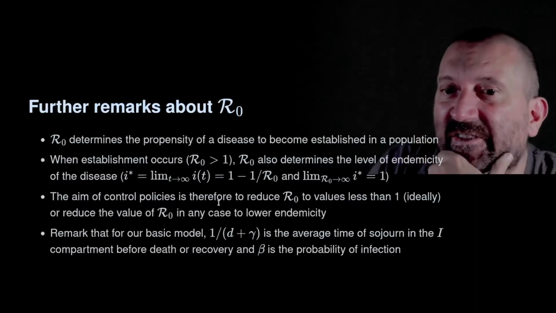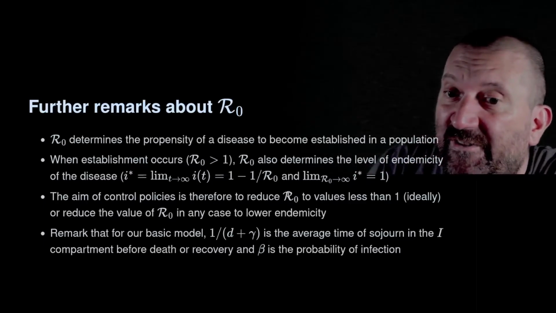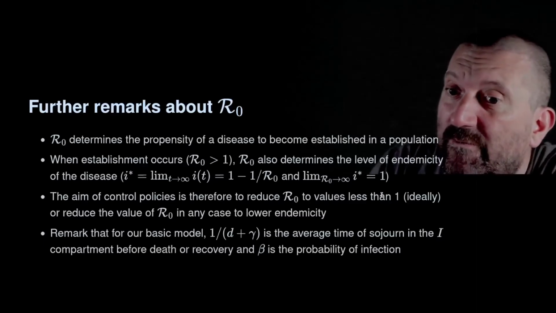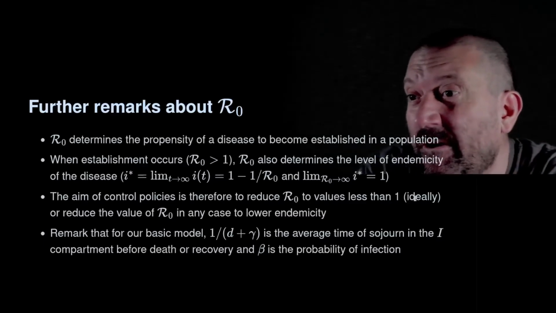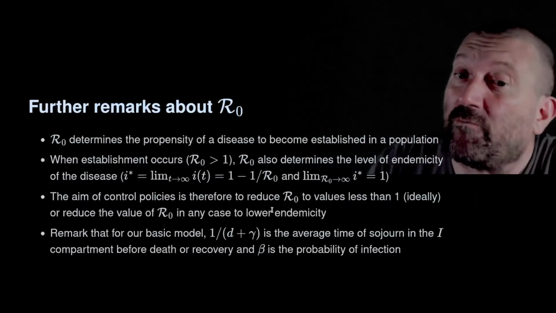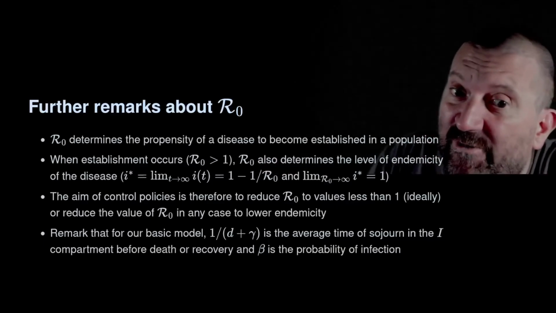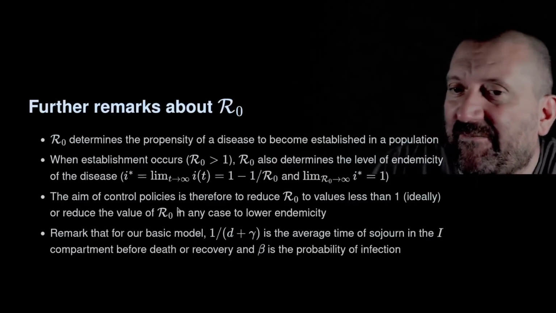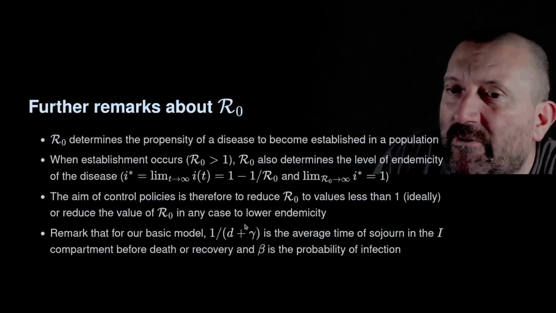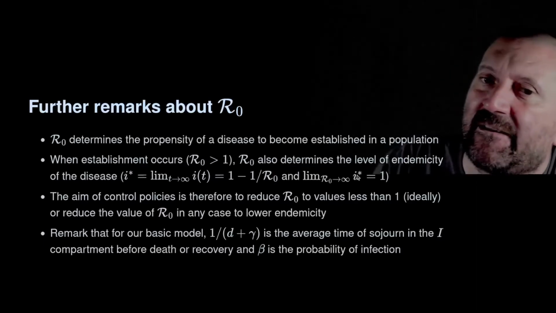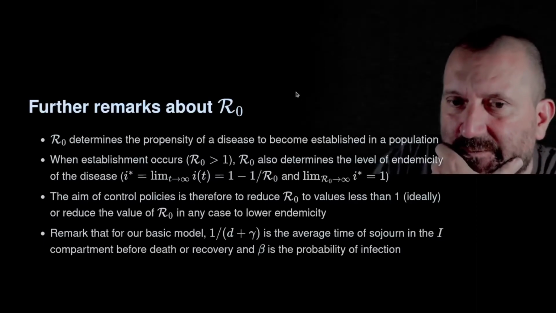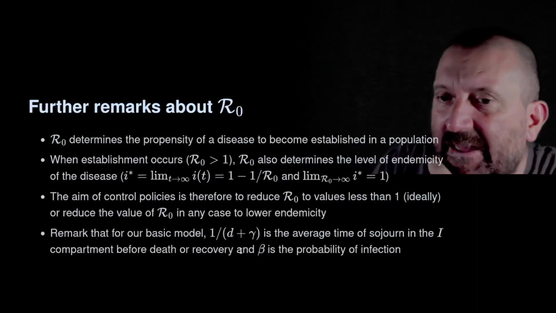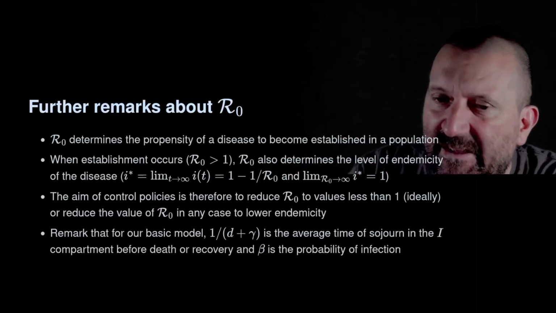Okay, and so in this case, control policies will try to reduce R0 to less than 1, or actually to reduce it as much as possible, because even if I can't make it less than 1, the smaller it is, the less endemic the disease is. And again, we see the same thing as before.